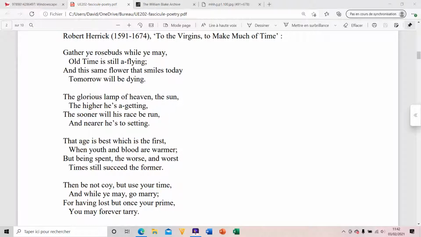So the title of the poem indicates who the poet is addressing. We have a man addressing young women, urging them to marry while they are young, because once they lose their youth, they may forever remain single. Okay, so we're in the logic of the time, obviously. Seizing the day, making use of one's youth is associated with the role of the woman in the couple, right? To marry while she is young, to take advantage of her youth.